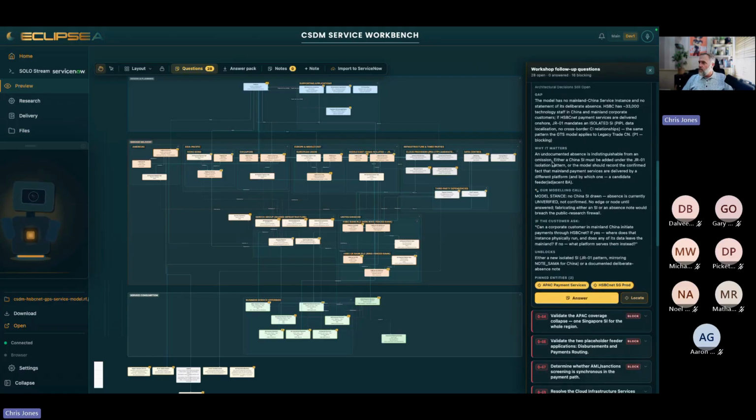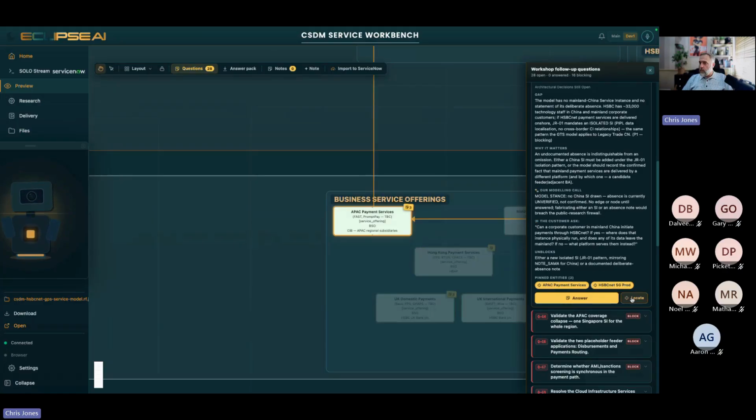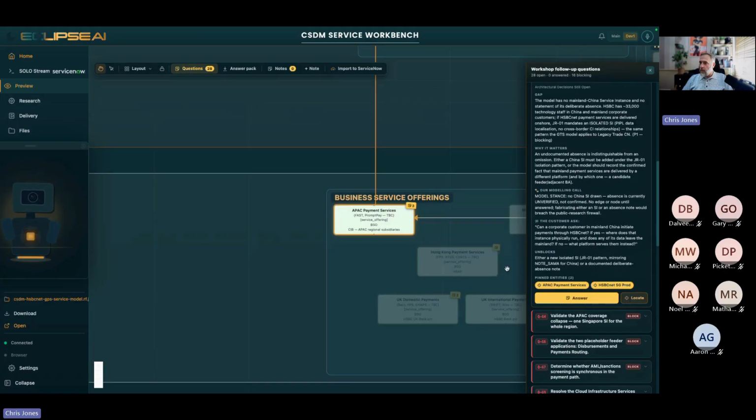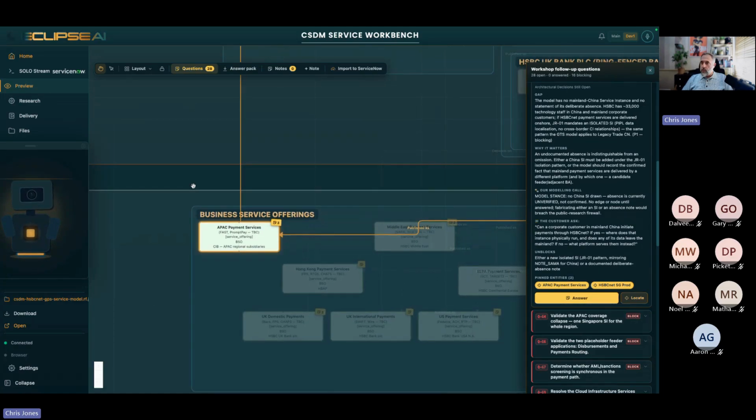Why it matters. This is always important, to not get stuck in the lingo of CSDM. We need to find out why it matters to the business, because that really lends to it. Now we can locate where exactly we're talking about by clicking on the locate button. So it's got to do with this business service offering mostly.